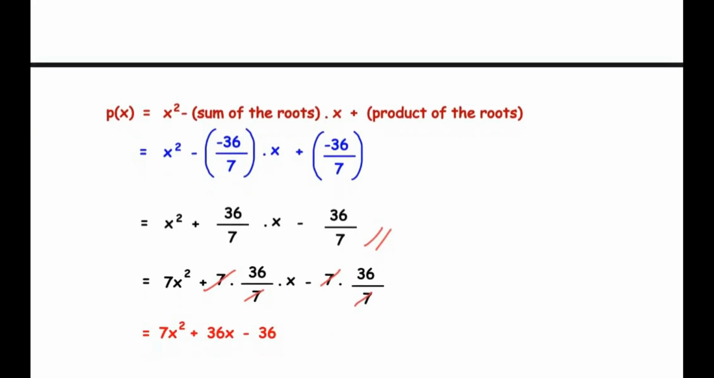So here you can get the answer in this format, or this format. Both are acceptable answers. So this is our required polynomial. Now let us move on to the next question.